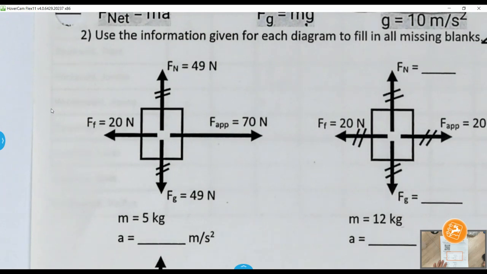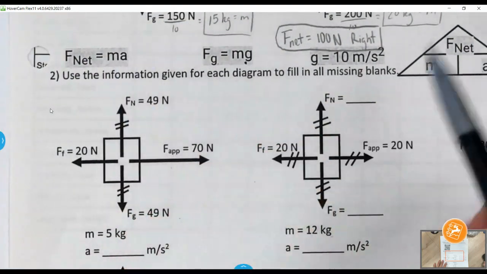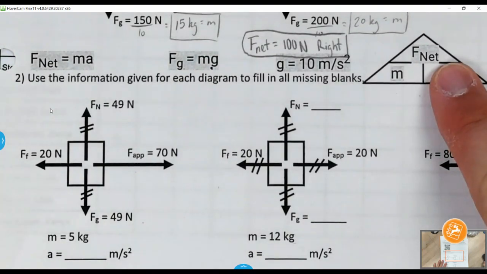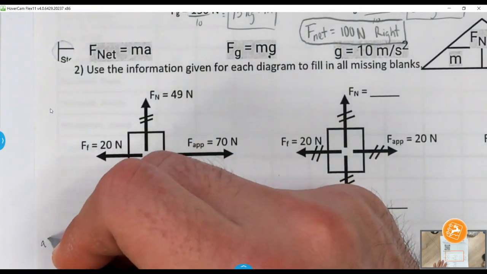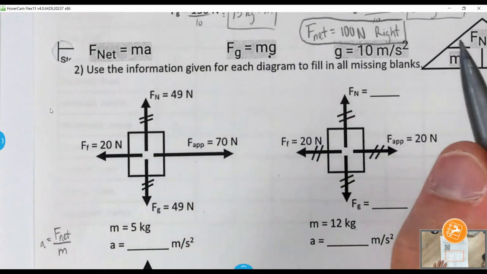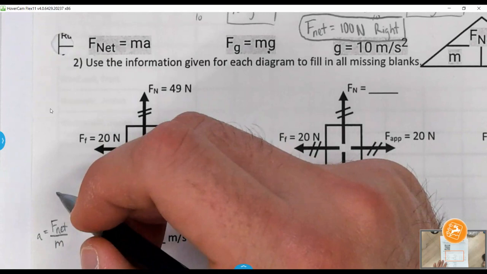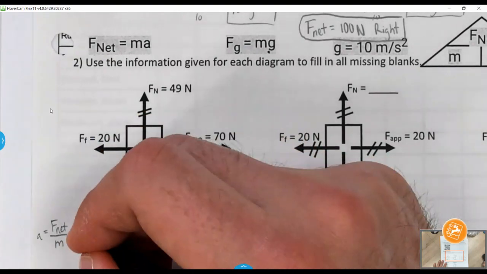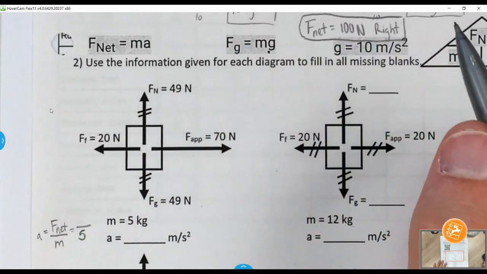Now, how do I find acceleration? Well, Newton's second law: net force is equal to mass times acceleration. So if we look at the triangle and cover up A, it's going to be F net divided by M. So I'm going to write A is equal to F net divided by M. Do I have M? I do. M is 5.